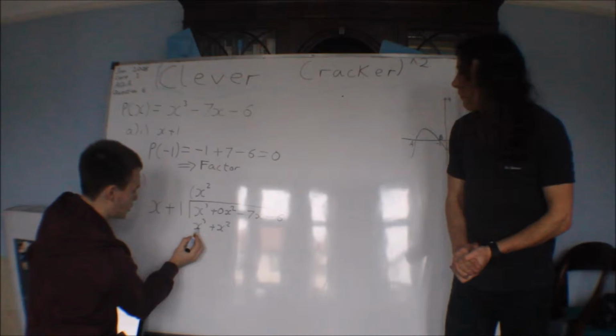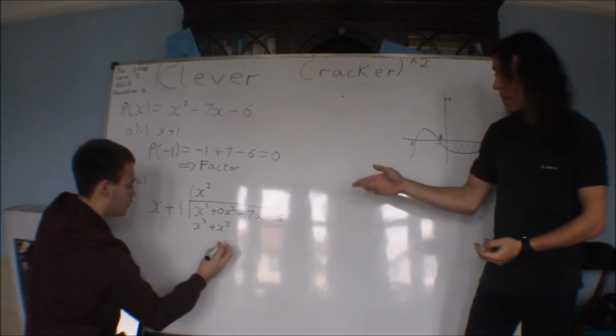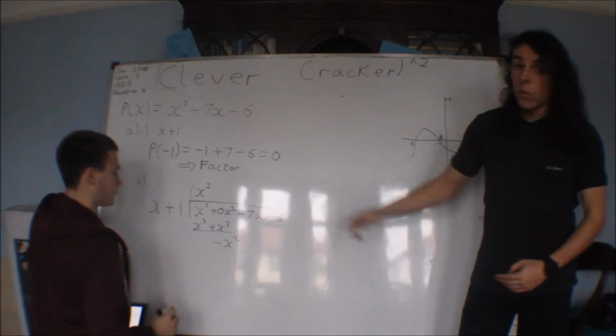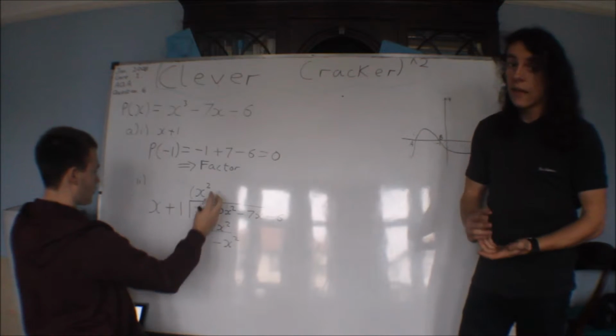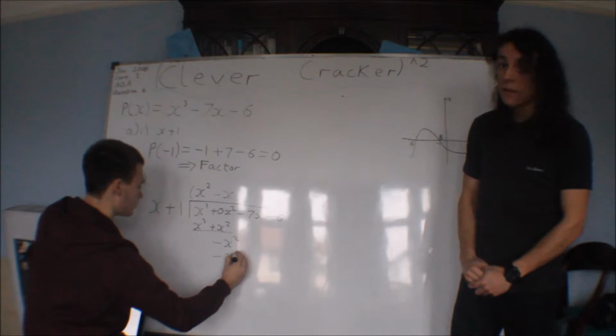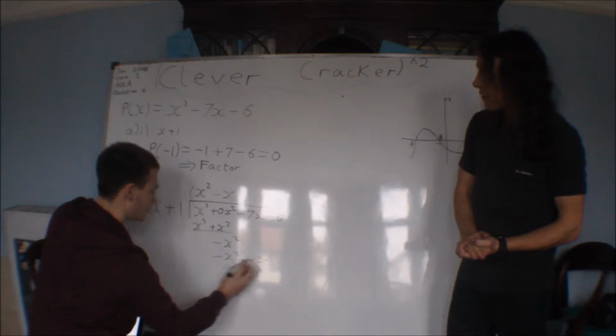x cubed minus x cubed is nothing. Then you subtract from 0, so you have minus x squared, and that's your first step. Now you want to create minus x squared. To get that you need minus x, and then you times that again. So the minus x squared cancels, then minus x.